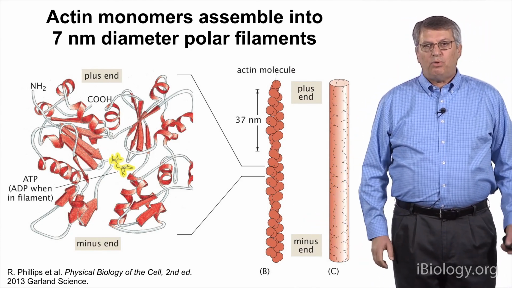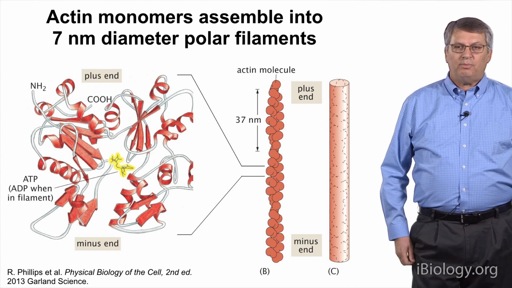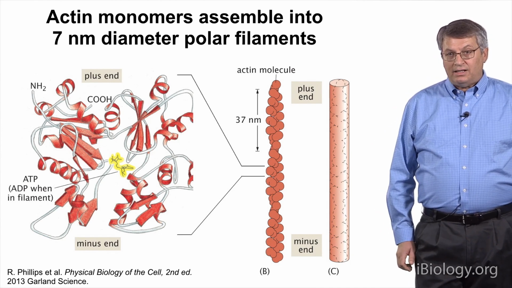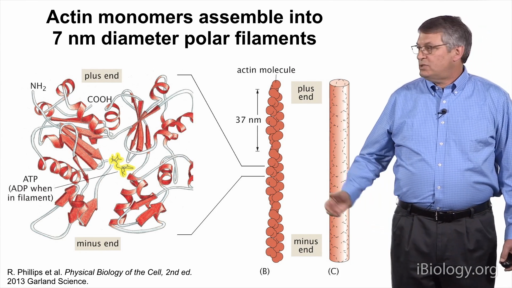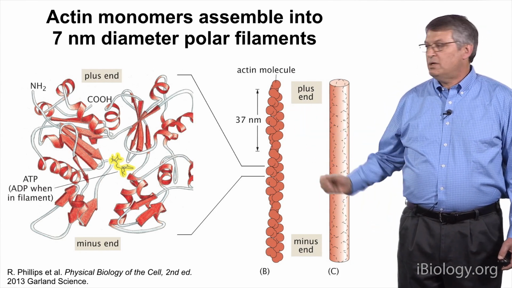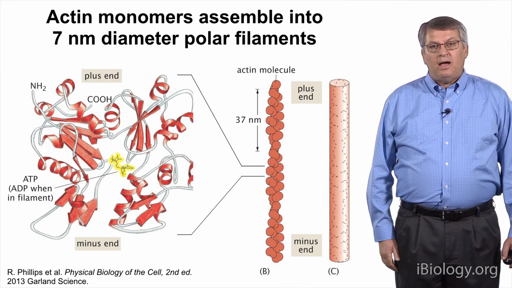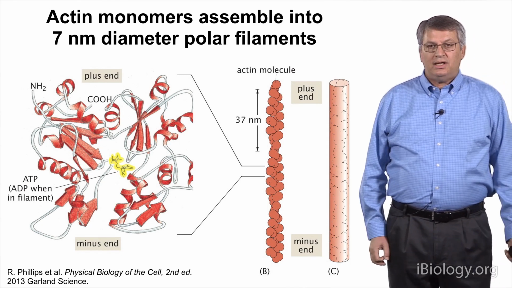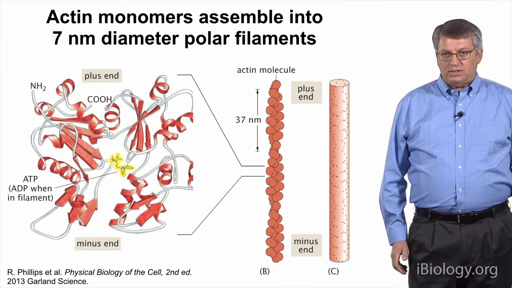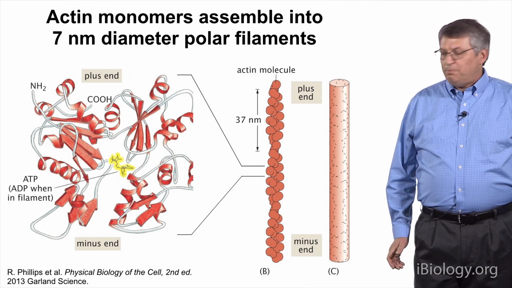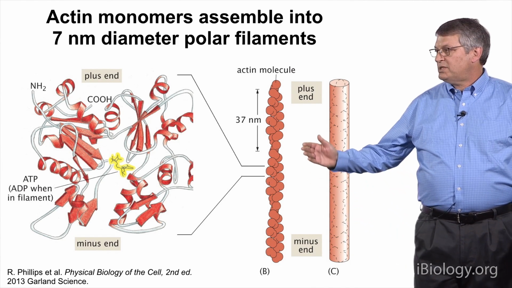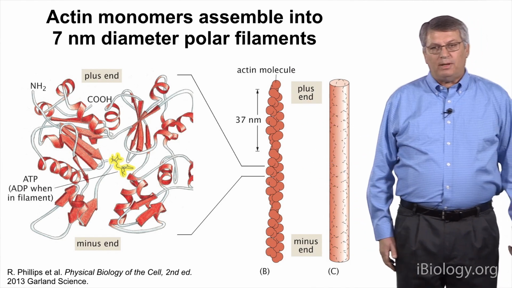That polarity has important functional consequences for the filament. First of all, one end of the actin filament grows much better than the other end. That is the so-called plus end of the filament, or barbed end. The other consequence is that myosin motor proteins will only move in one direction on the actin filament, and so typically they will move towards the plus end of the actin filament.